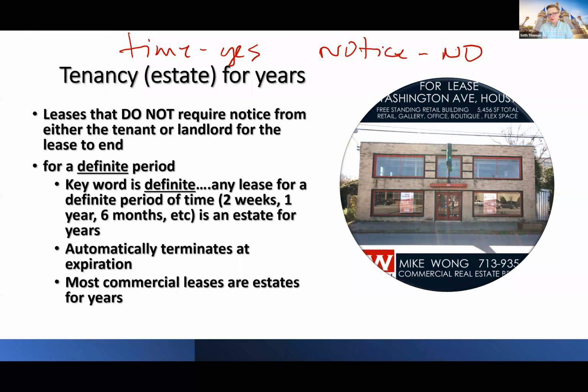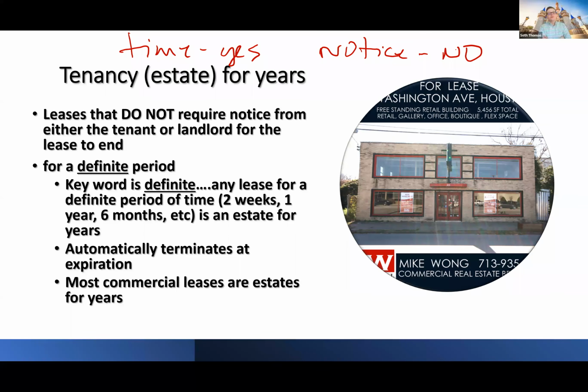So this would be like a vacation rental? Could be vacation rentals. It can be any rental which specifies a period of time. Staying in a hotel is an estate for years. It specifies a period of time, but they don't have to give you notice. They don't have to come knock on the door and say, Mr. Thomas, checkout time is at 12 noon, and if you're not going to check out by then, you have to give us notice, otherwise we're going to renew and you have to stay for another night. That's not happening. No notice required. It's an estate for years.